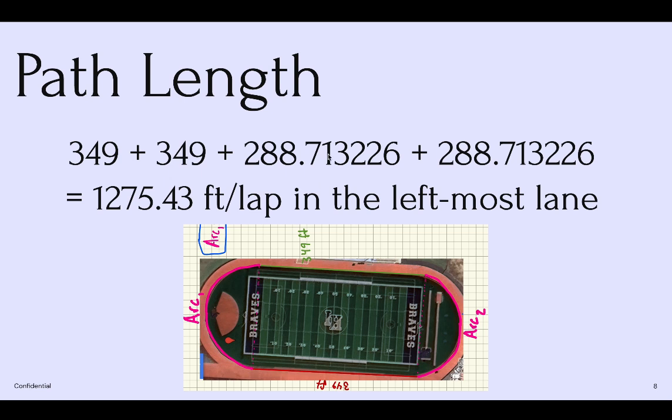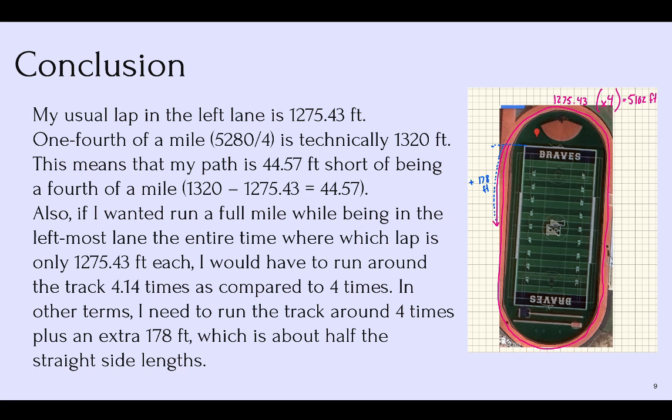So going back to the path that we had before, the path length is 1,275.43 feet per lap in the leftmost lane. So in conclusion, my usual lap in the left lane is 1,275.43 feet. 1/4 of a mile is technically 1,320 feet. This means that my path is 44.57 feet short of being a fourth of a mile.